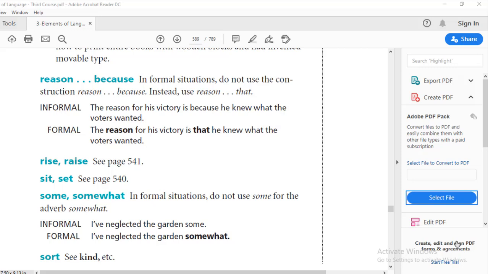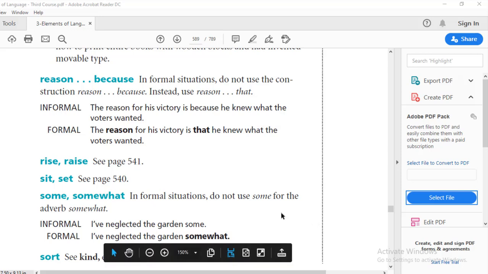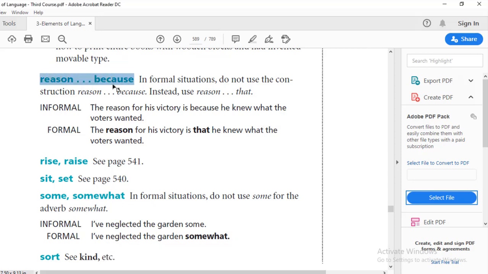Hello everyone. Today we're going to finish this chapter, which is the glossary of usage. We stopped last time at this part, and let's explain the difference between reason and because. Most people would use these two words in the same sentence, which is incorrect because both have the same meaning, as you can see here. So in formal situations, don't use the construction reason because.